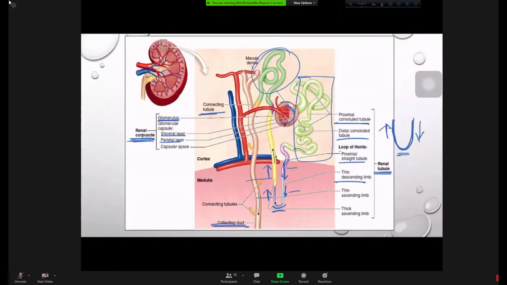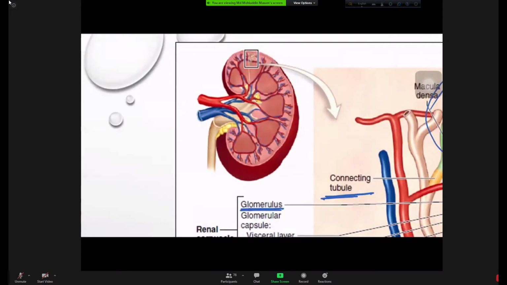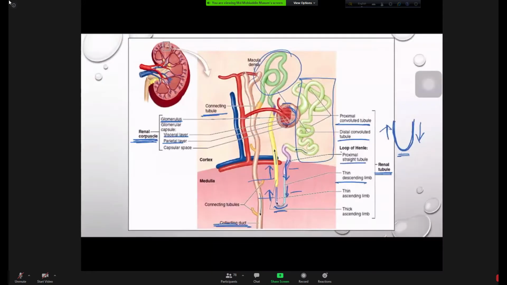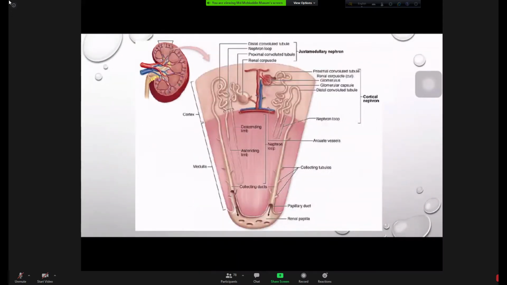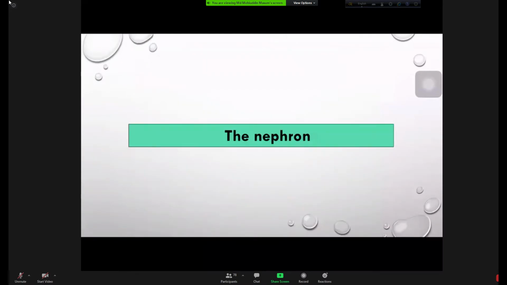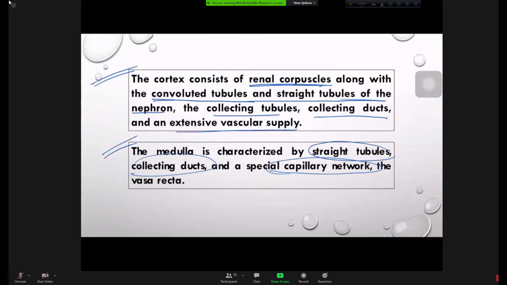Numerous collecting ducts are placed here in the medulla, and they ultimately drain the urine into the renal sinus. Here the cortex consists of the renal corpuscle along with the convoluted tubules. That means in the cortex there will be the renal corpuscle part of the nephron and the convoluted tubules, both proximal and distal. And the straight tubules of the nephron and part of the collecting tubules and collecting ducts will also be present in the cortex.